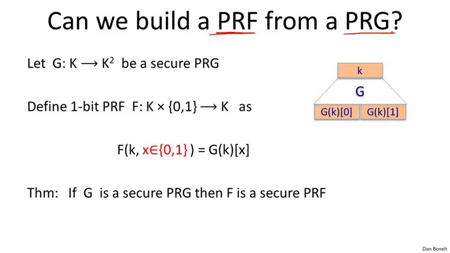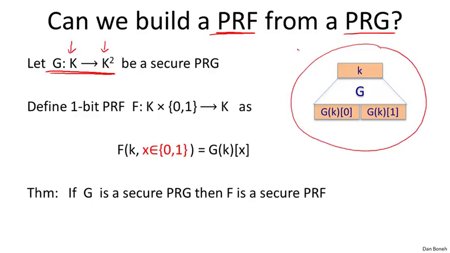Our ultimate goal, though, is to build a block cipher, which is a PRP. And we'll get to that at the end. For now we build a PRF. So let's start with a PRG that doubles its input. The seed for this PRG is an element in K, and the output is actually 2 elements in K. So here we have a schematic of this generator that takes as input a seed in K and outputs 2 elements in K.